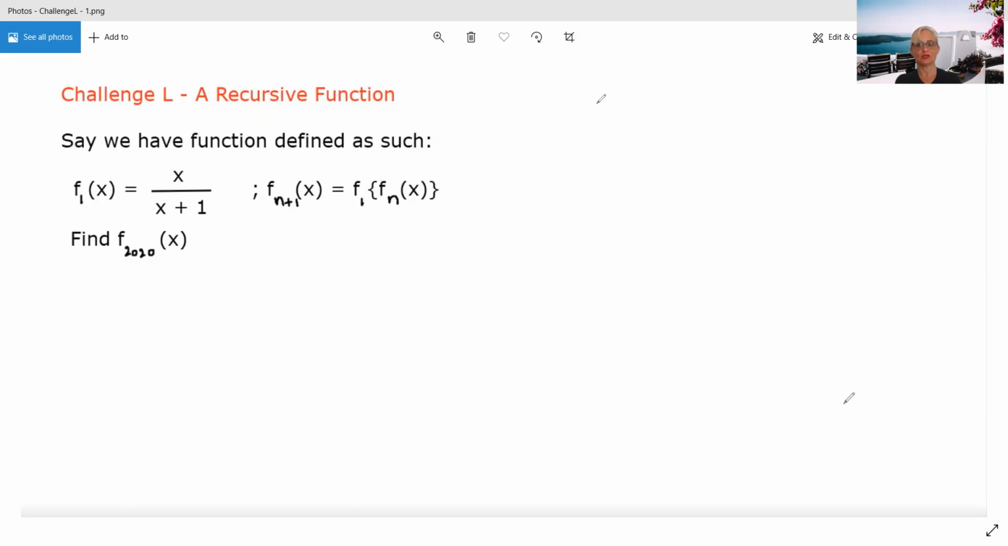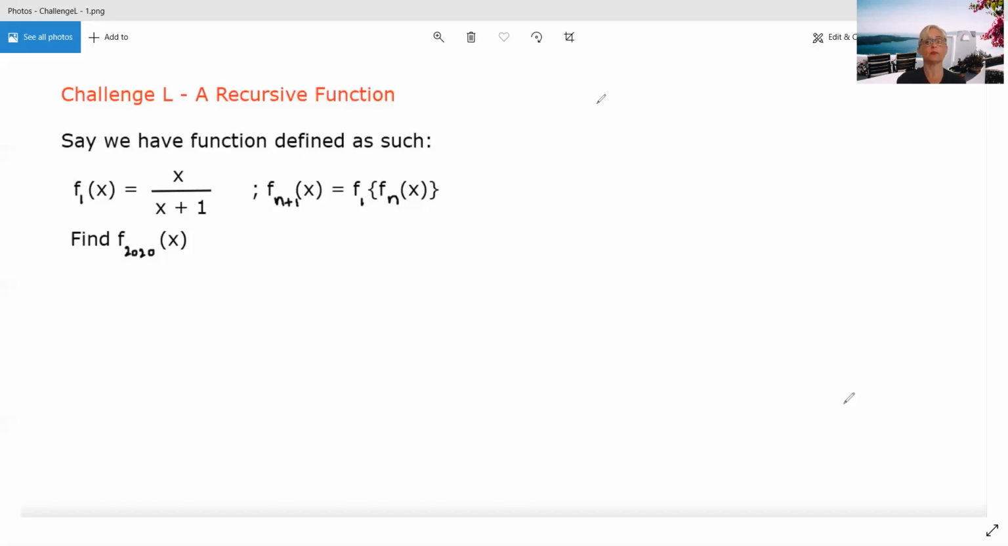2020 has not been the best year, but I'm pretty sure we can come up with a good expression for f 2020, and we might even be able to come up with a general solution here for fn of x that doesn't have to involve recursion. All right. Now, we're told that f1 of x is x over x plus 1, and we're told that fn plus 1 of x is f1 of fn of x.